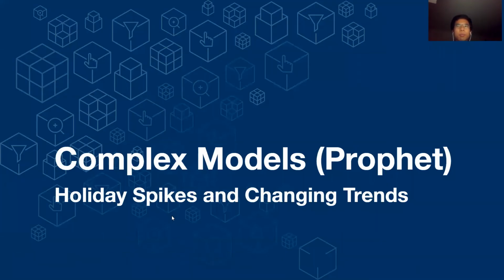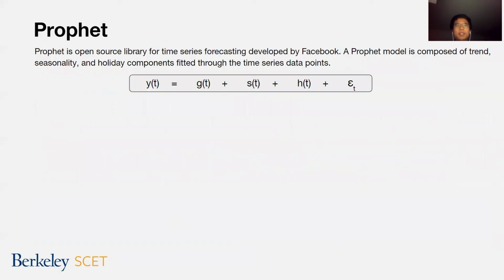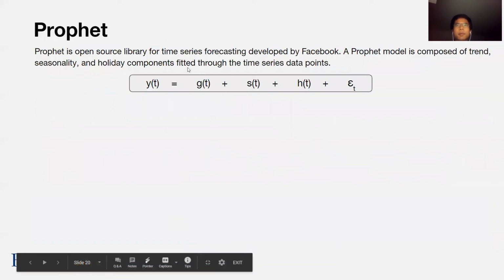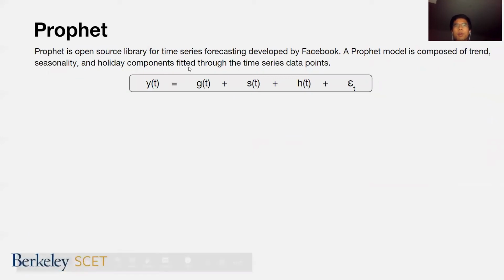So now we're going to talk about some more complex models. This is made possible by an open source package called Prophet, which is made by Facebook, and a lot of the work is abstracted away by an API, but I'm going to give you a quick overview of what's happening under the hood with this model.